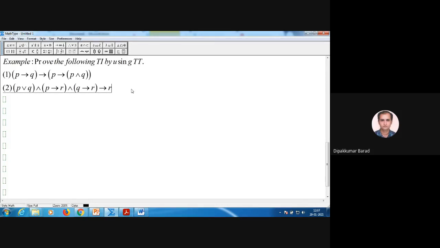So you have to find this out. First of all, try it yourself and show whether it is a tautological implication or not. At the end, if you get a column with all true values, then you can say that it is a tautological implication.